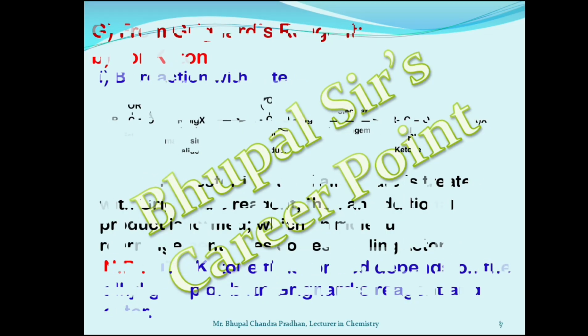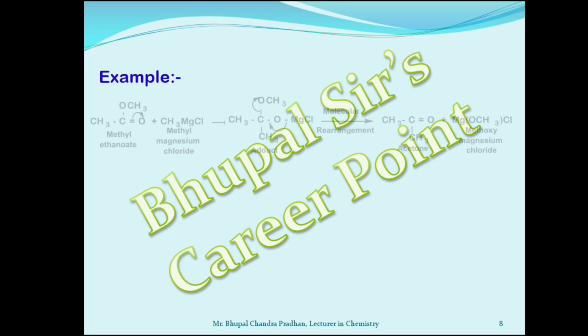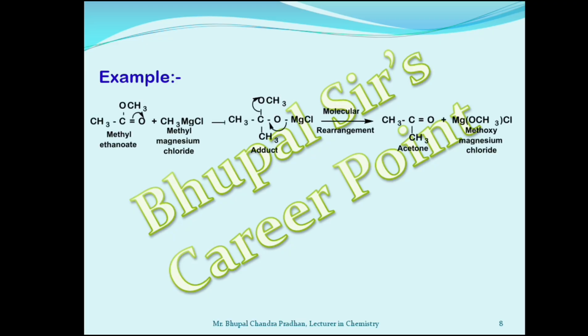Now let us come for example. Let us take CH3 in place of R. Then the name of the ester is methyl ethanoate, or in common name we can also write methyl acetate.